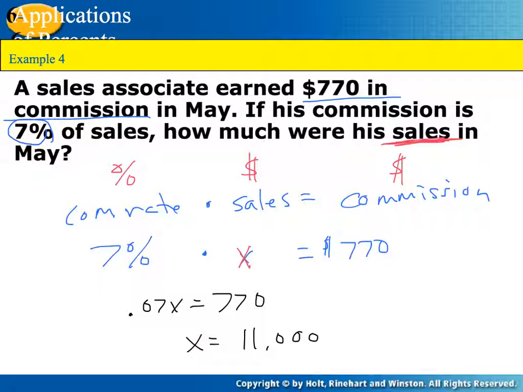What's our label on our sales? Dollar bill, y'all. $11,000. So this sales associate sold $11,000 worth of merchandise and received $770 for it.